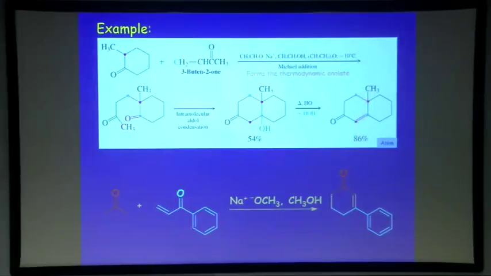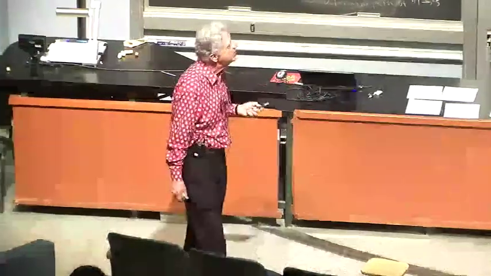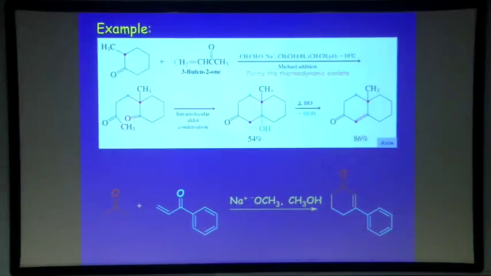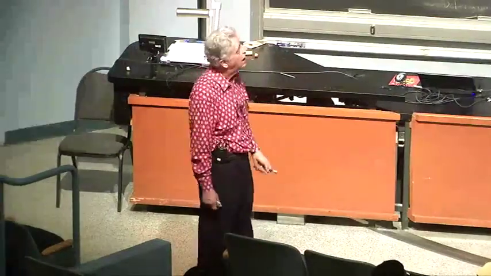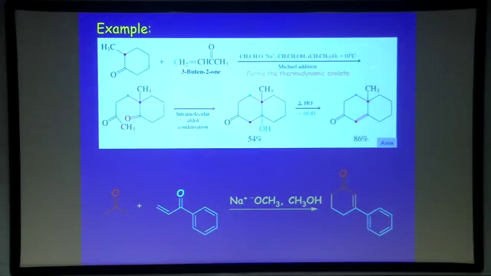So it's a simple rule. 6 or 5 membered rings, typically 6 membered rings are best to make the corresponding cyclohexenone. And notice that this can be done all in one pot without isolating anything. You just take these two guys, boil them up with sodium methoxide and ethanol, and you get a high yield of this corresponding cyclohexenone. Okay.